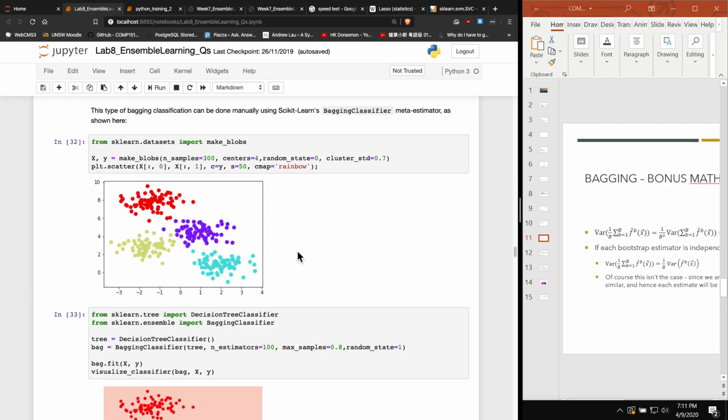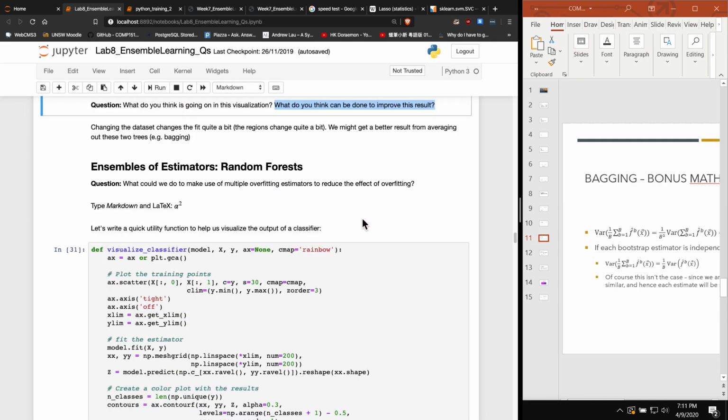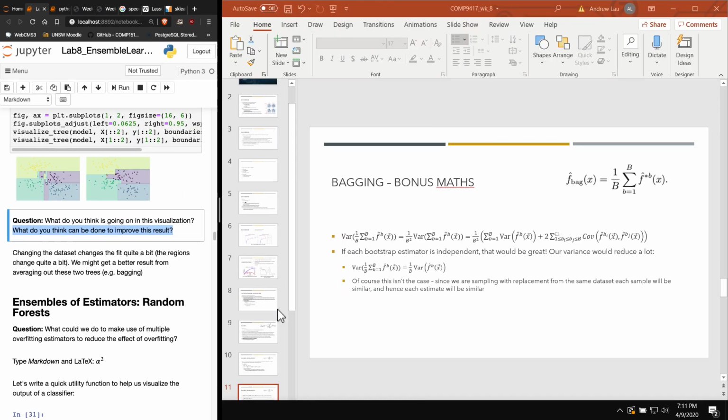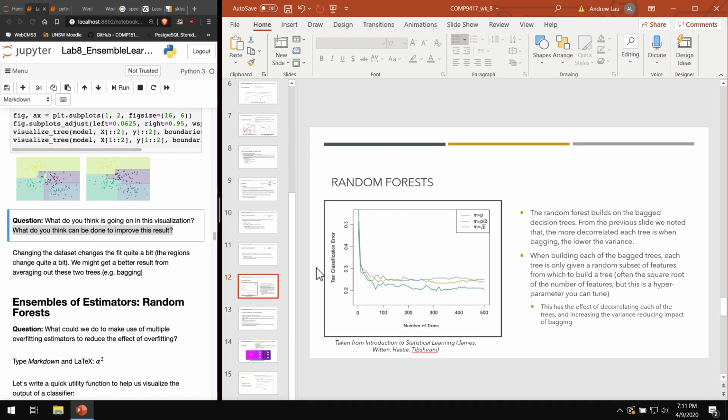I don't know if they're talking about bagging here. Maybe they jump straight to random forest. Okay, they jump straight to random forest. So random forest, let me explain that, once I can get my mouse over here. So bagging we've talked about. Let's talk about random forest.